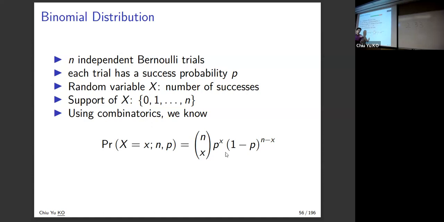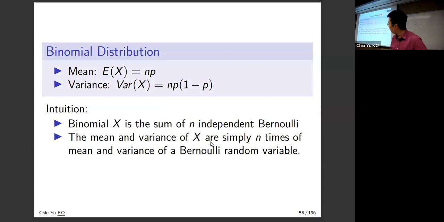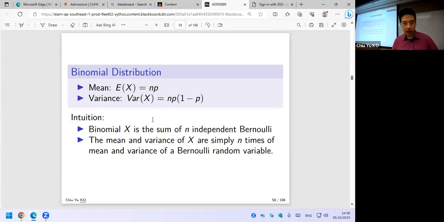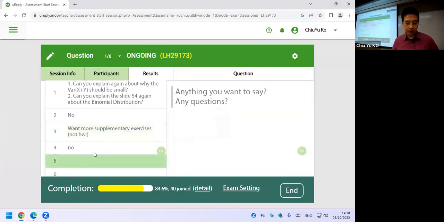That is 5C2. If you don't get it, you can just draw a probability tree that will get you the same answer. But this is the formula being used, and this is the exact formula to get the probability. And the mean and the variance are also very useful for the way you make decisions. Okay, I hope I answered that. If it's still not clear, I hope you can ask me at the end.